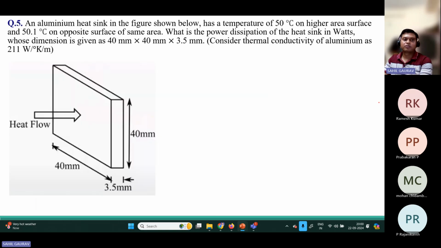Now coming to the next problem. Here an aluminum heat sink in the figure shown below has a temperature of 50 degrees Celsius on the higher area surface.